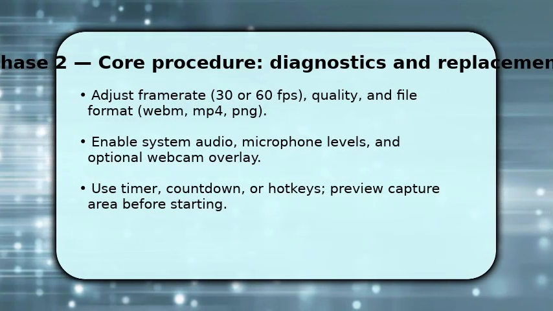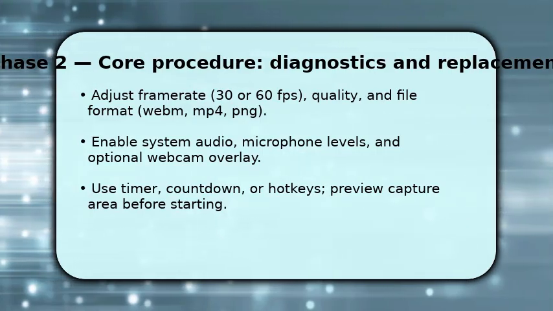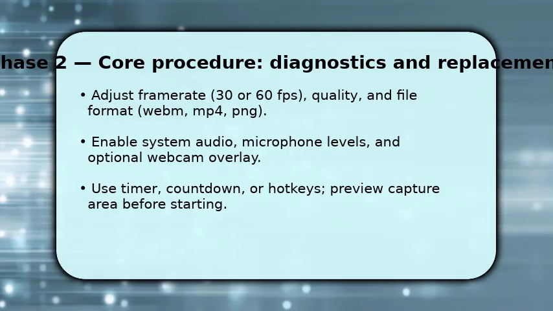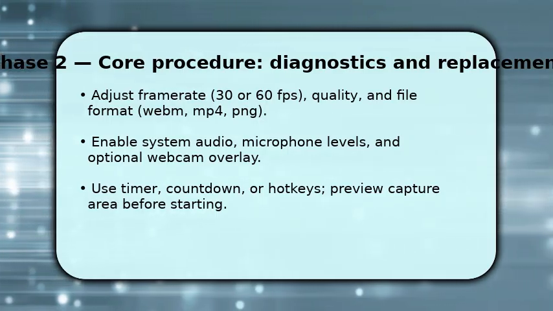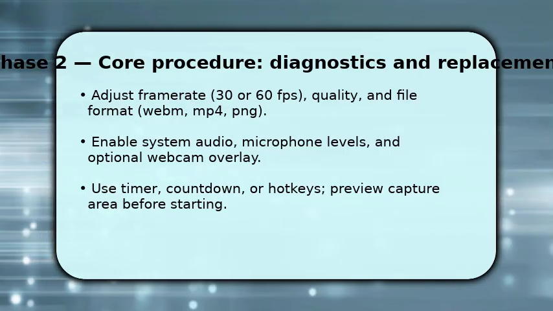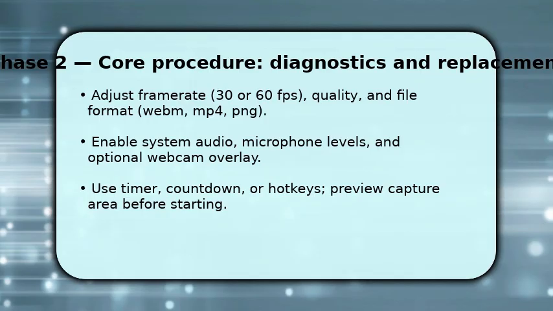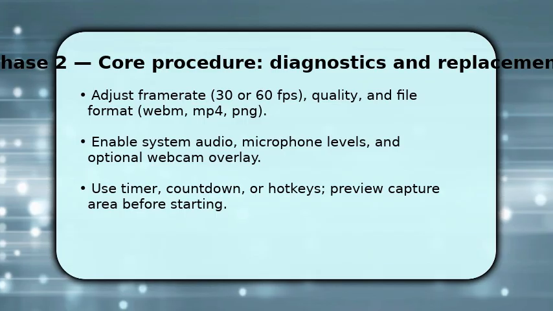Now you refine settings to control output size and clarity. Higher frame rate and quality increase file size, so balance accordingly. Enable system audio if you need app sound, and set microphone gain so your voice remains clear. Add a webcam overlay if you want picture-in-picture. Use the timer or countdown for hands-free starts and memorize hotkeys for quick control.